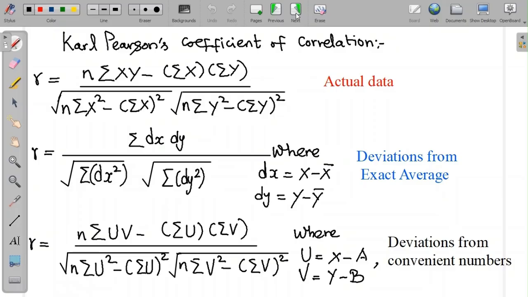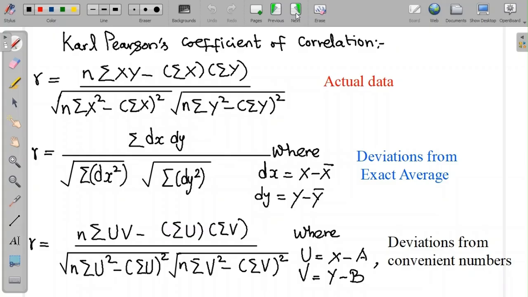However, if the average is not an integer, sometimes getting the deviation from the average may result in fractions and decimals. This can be avoided by choosing a convenient number, say a, and determining the deviation of x from this convenient choice, a. The same can be repeated for y. We'll choose a convenient number which is as close as possible to the average and find the deviation from that number, say b, and we'll use that in the formula. So we choose the formula based on the observations that are given in the problem.